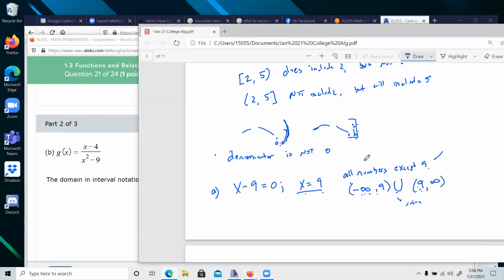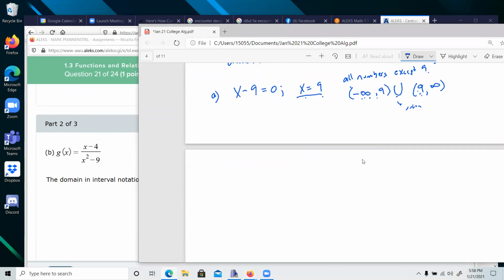There's a couple of points it can't have. For part B, you have x squared minus 9. Well, we can solve that. Set that equal to 0. So that's x plus 3 times x minus 3 equal to 0. And then we're going to do something called the zero factor principle.